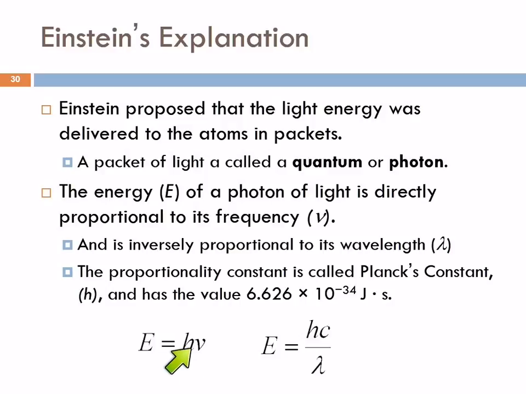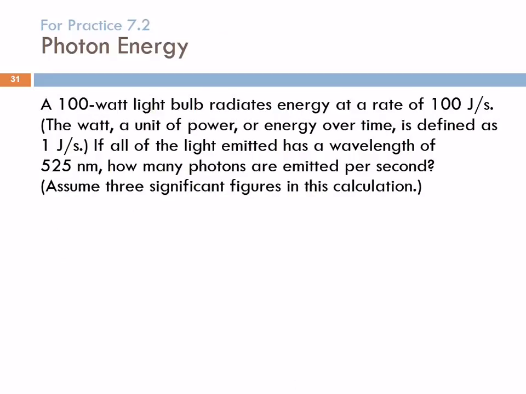Well, if it's proportional, there needs to be some sort of a proportionality constant, and that is called Planck's constant, and this is the value. You don't need to memorize that. I'll give it to you on an exam if you need it. 6.626 times 10 to the minus 34 joule seconds. You can also express that in terms of wavelength, because the frequency is equal to the speed of light divided by the wavelength of the light.